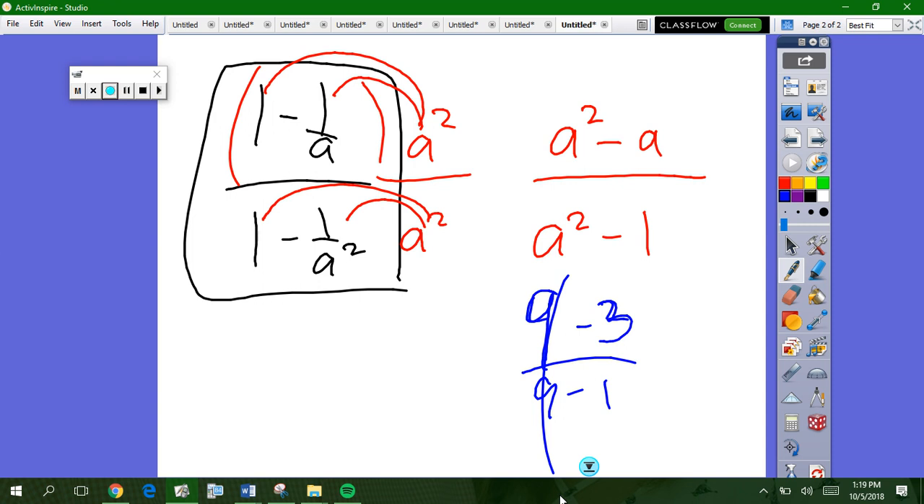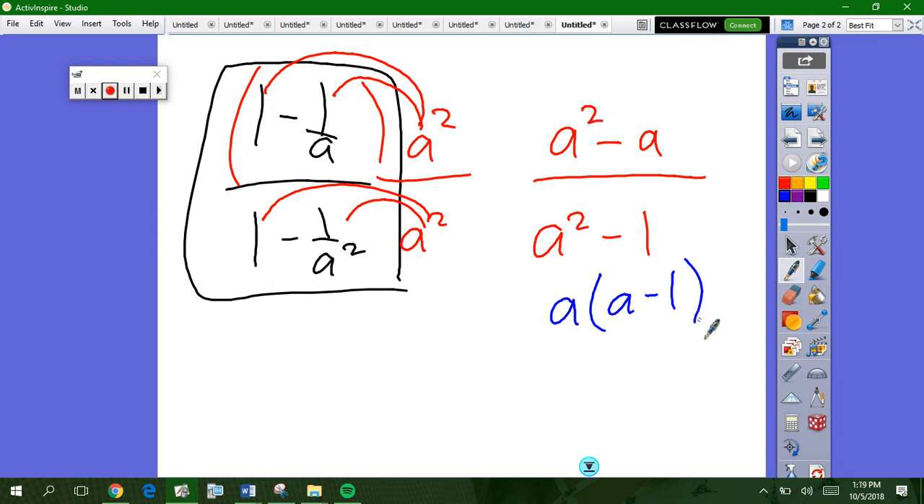So, what I'm asking though is, what do these guys share? What do they have in common on top? An A. If I pull that out, what's left over? And once again, Alex, what is the bottom? A difference of squares goes into two pairs.